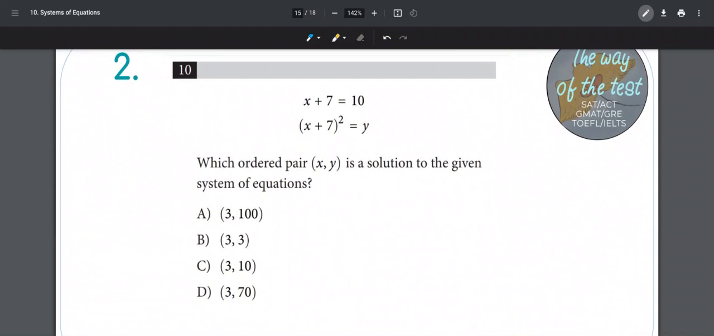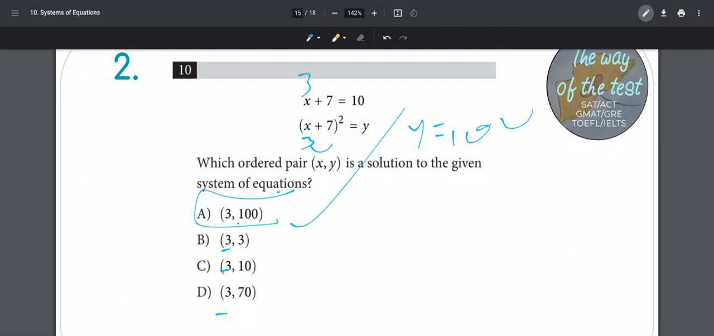Basically, there are 2 ways of doing this. Since you have alternatives, my advice is you can just plug in if you want to. You just plug in 3, because if you see, all of the alternatives have 3 as the x. So basically, all we're going to do is just plug in the 3, right? So 3 plus 7 is 10, yes. Now let's plug in what happens when I have my 3 here. So I have 3 plus 7, 10. 10 squared is 100. So y is equal to 100. And that's it. That's my solution. Letter A is my solution.